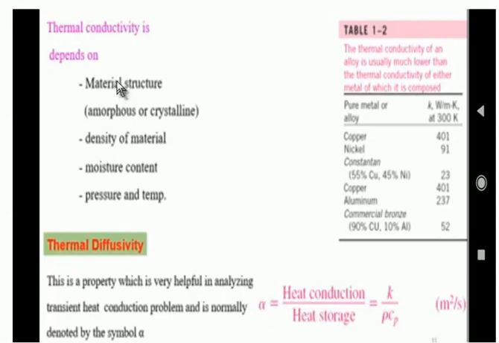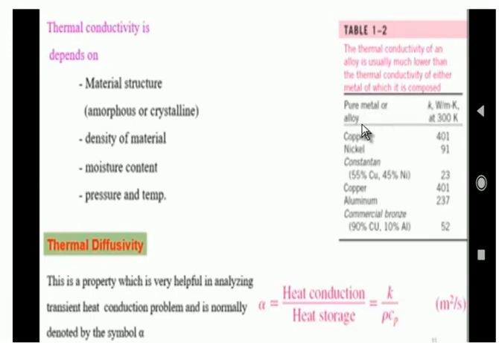So these are the terms related to the conduction mode of heat transfer. You can use the thermal conductivity K value while analyzing steady state heat conduction problems. While analyzing unsteady state heat conduction problems, we can use the thermal diffusivity value, that is alpha equal to heat conduction divided by heat storage, K divided by rho Cp, in meter square per second.